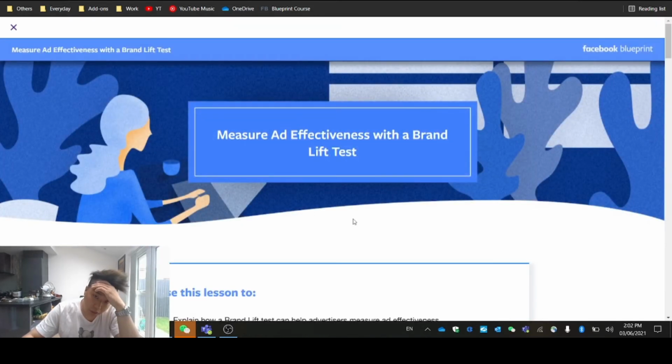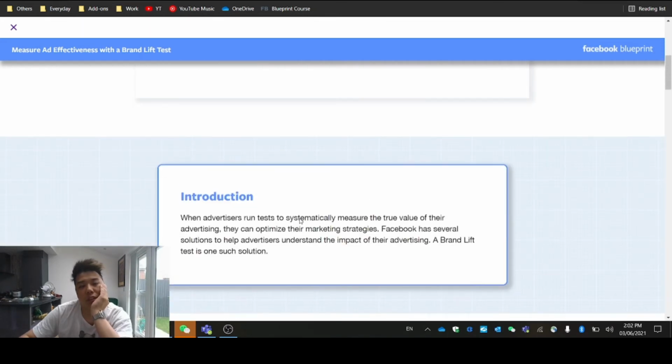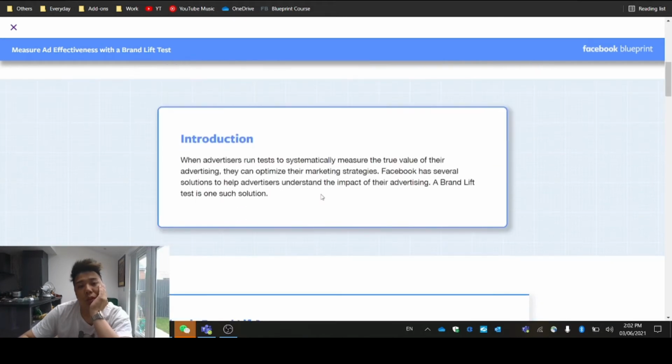Measure ad effectiveness with the brand lift test. Explain how the brand lift test can help advertisers measure ad effectiveness. Identify a scenario in which a brand lift test would be useful.